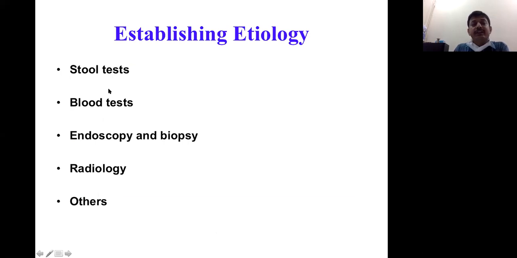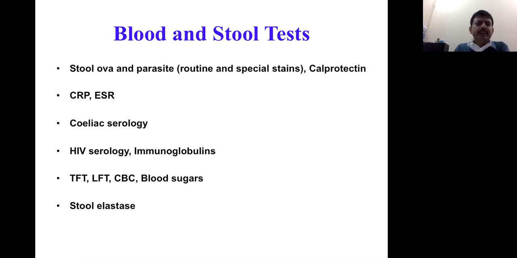Again, in a tropical country like India, please do not forget stool tests, because there are a significant proportion of patients who have parasitic infection as a cause of malabsorption, as I showed you in the earlier slide. So among the blood and stool tests, I told you we have to look for stool ova and parasites, and it needs both routine as well as special stains. So please ask for stool tests for all the parasitic infections. And stool can also be checked for calprotectin, which is a marker of inflammation.